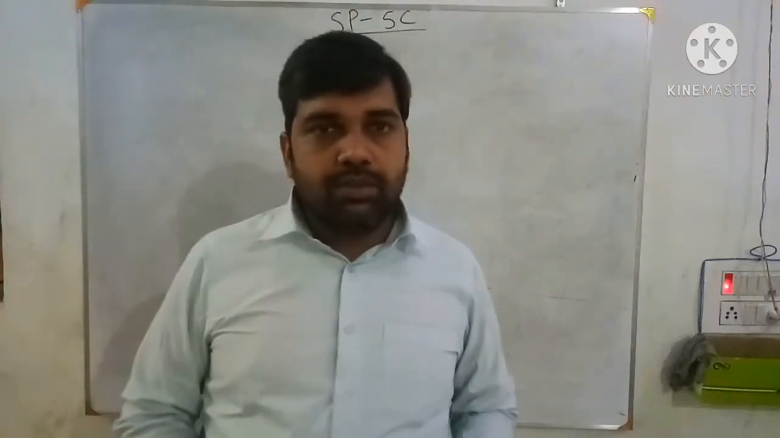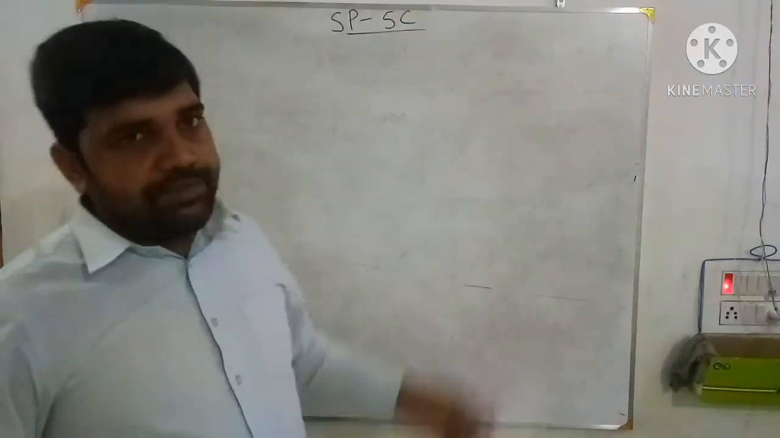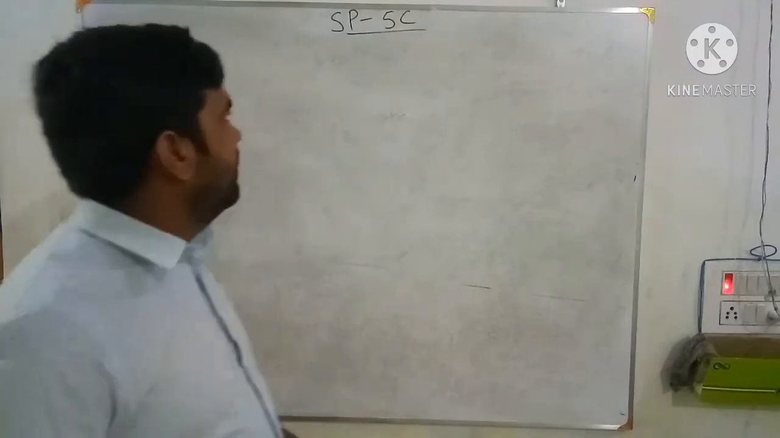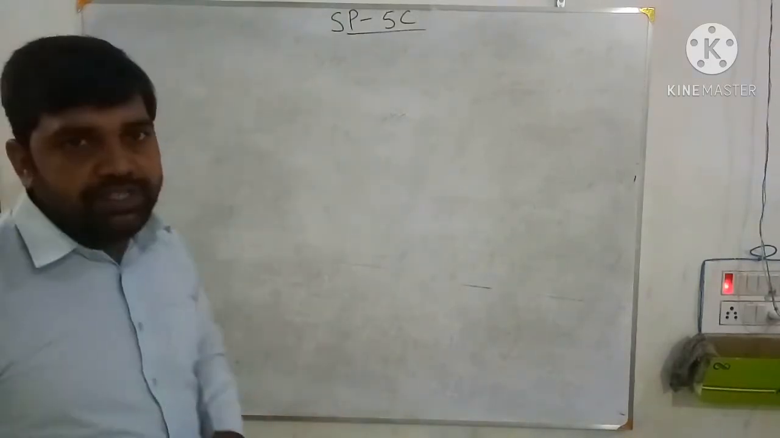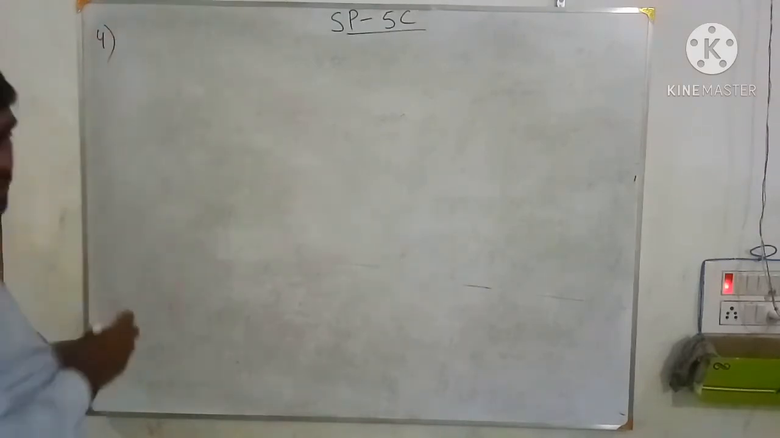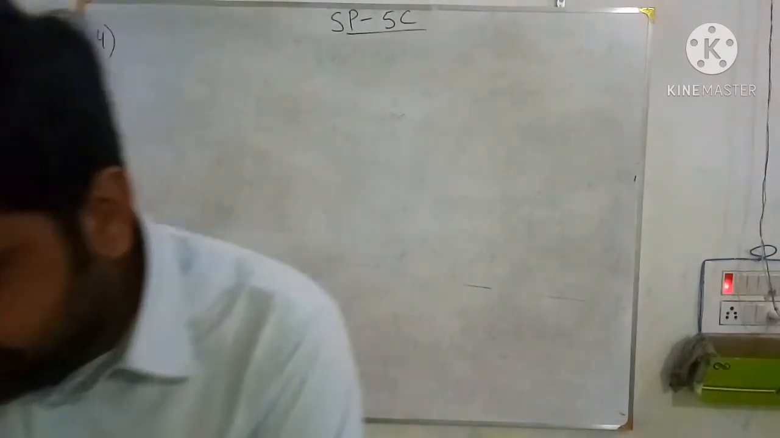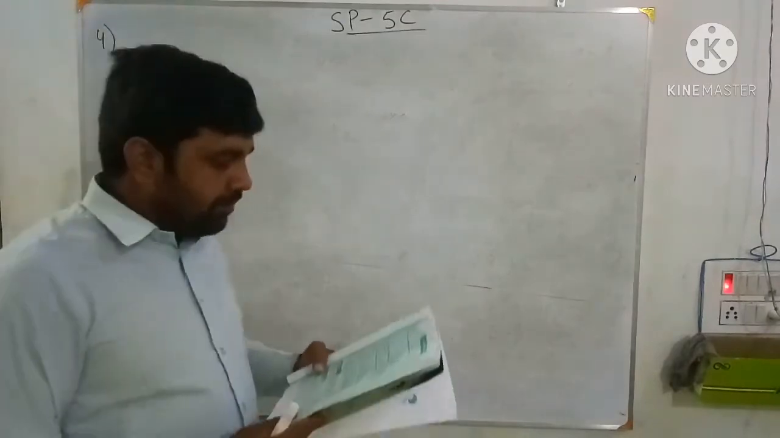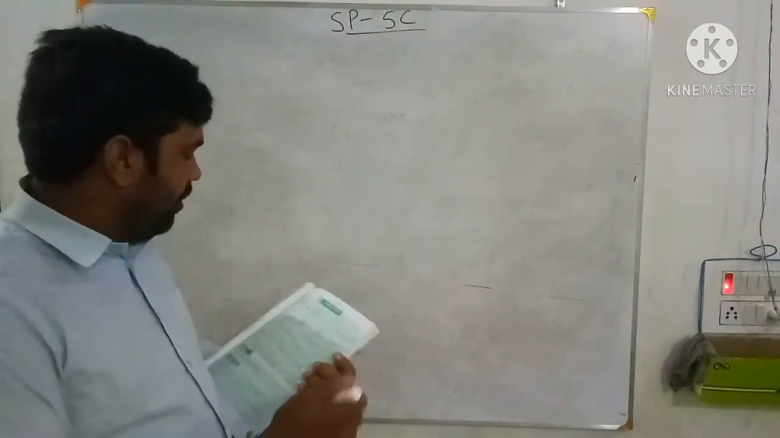Hello students, so today we will continue self practice 5C. In the last class we have solved question number 3. Now we see today question number 4. In question number 4, subtract the following without writing in vertical form.